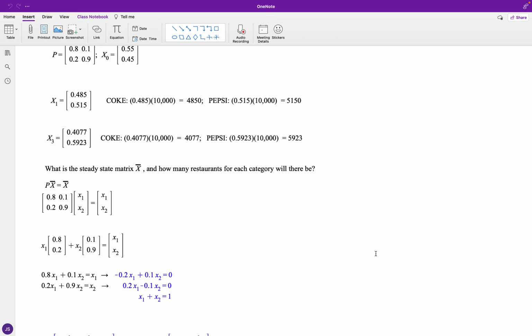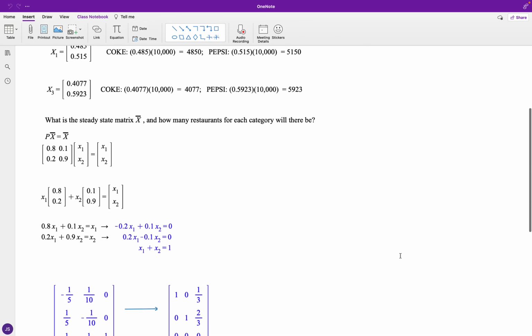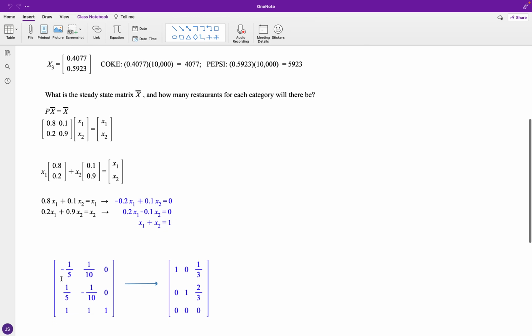And again, just for the sum of x of 1 and x of 2. Now, x of 1 is in reference to the weight involving the Coke serving restaurants, and x of 2 for those serving Pepsi. And so we have x of 1 plus x of 2 is equal to 1, where 1 is in reference to 100%. And taking what we have for this modified system, I'm going to set up an augmented matrix. So we have, corresponding, negative 1/5, 1/10, and 0. And for 0.2, negative 0.1 and 0, I have 1/5, negative 1/10, and 0. And again, 1 x of 1 plus 1 x of 2 is equal to 1.